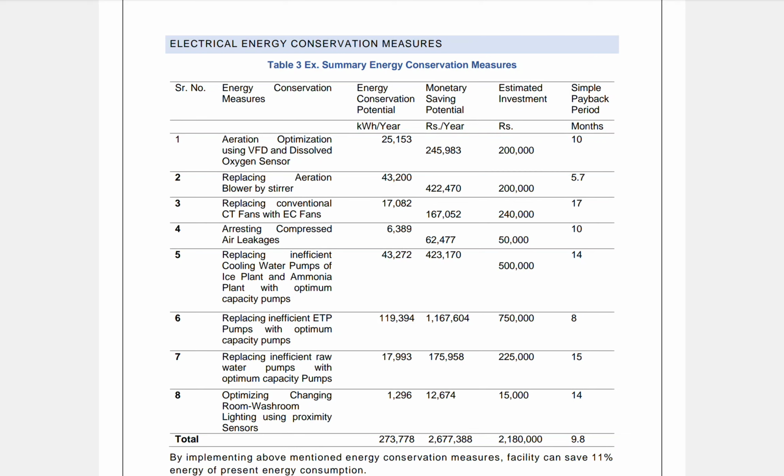So if we substitute the source of the aeration, then I think there is a saving potential of around 4.2 lakh rupees per annum with an investment of 2 lakh rupees. So these are all the findings, including the CT. CT means cooling towers.